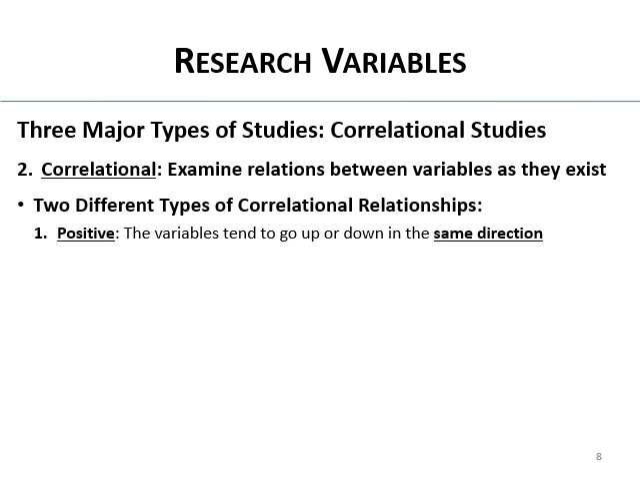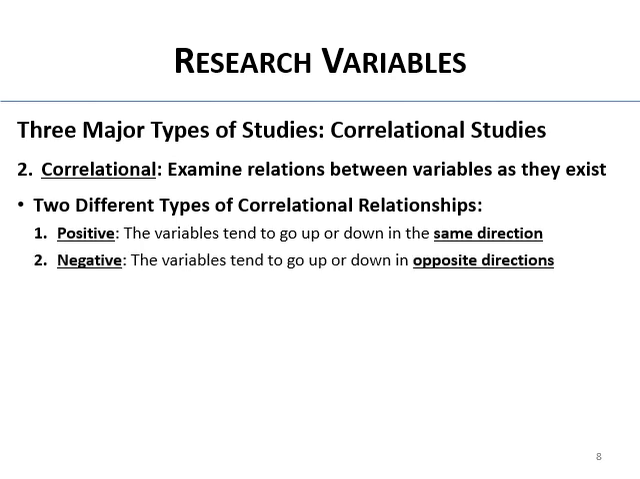Positive relationships, that is where the variables tend to go up or down in the same direction. So higher this, higher the other thing. Lower this, lower the other thing. So the other type of relationship is what we call negative relationships. And that's where the variables tend to move in opposite directions. As one goes up, the other one tends to go down.